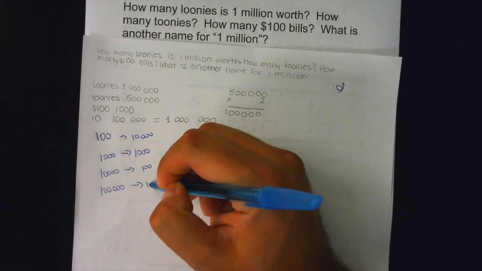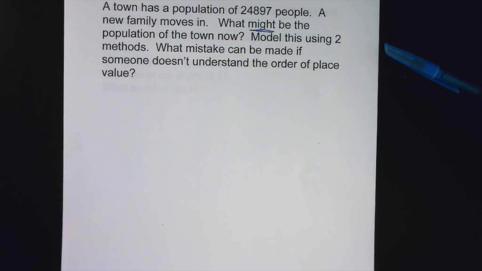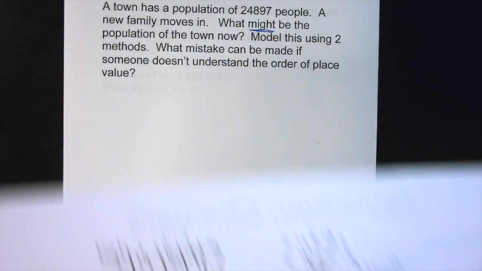A town has a population of 24,897 people. A new family moves in. What might be the population of the town now? Model this using two methods. What mistake can be made if someone doesn't understand the order of place value?